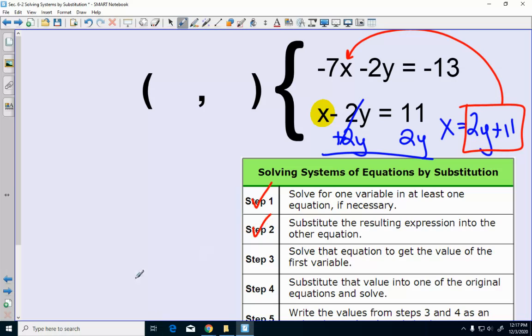Step 2, I'm going to substitute right now. Negative 7. But now I'm going to write 2y plus 11 minus another 2y equals negative 13. My new equation has no what? No x's. All y's, I can solve it.